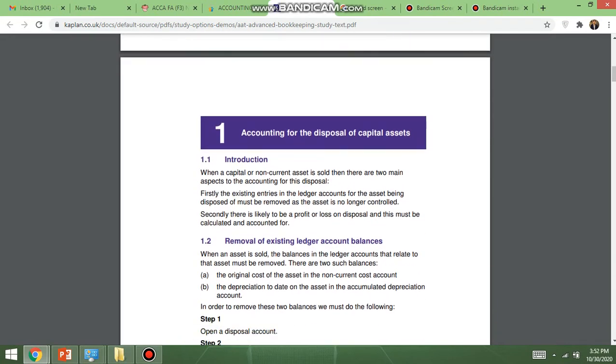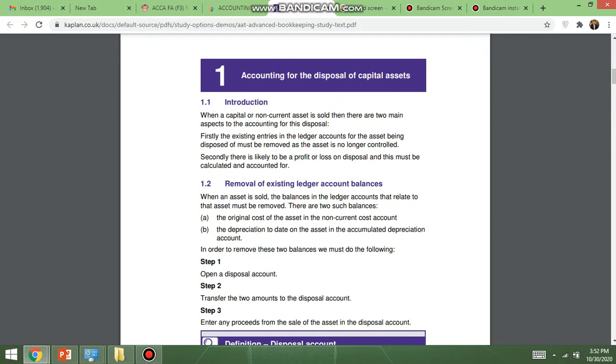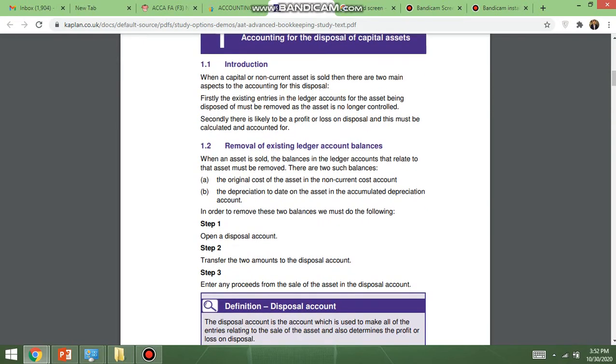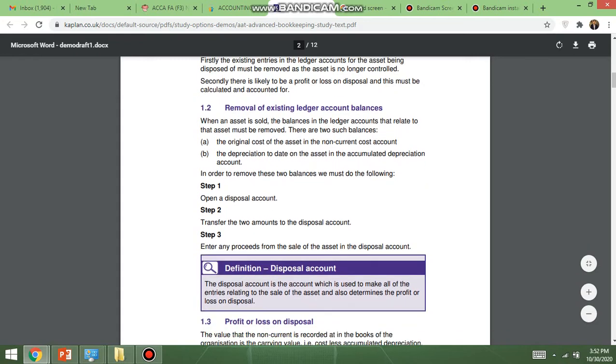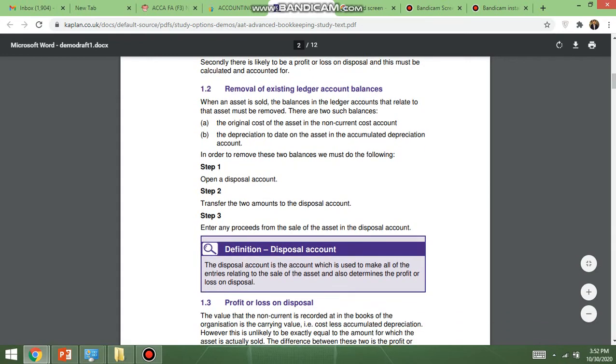Now, how do we account for this disposal of a capital asset? The first thing is that you have to remove the original cost of the asset in the non-current asset account. So you have to close this account, as well as the accumulated depreciation account, by removing their amounts as well. You simply open up a disposal account, transfer both amounts into that disposal account in step 2, and lastly you find out whether you are gaining a profit or loss in those accounts.